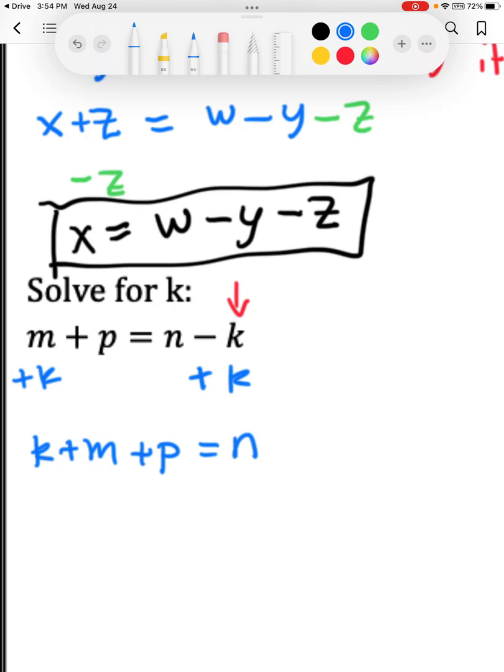Now you'll notice the k is not negative, it is positive, which is what we want it to be. We don't want to solve for negative k, we're solving for positive k. From here, we're going to kind of do what we did in the last problem. I'm going to subtract m, and I'm going to subtract p over to the other side, giving us k is equal to m, nope, I lied. K is equal to n minus m minus p.